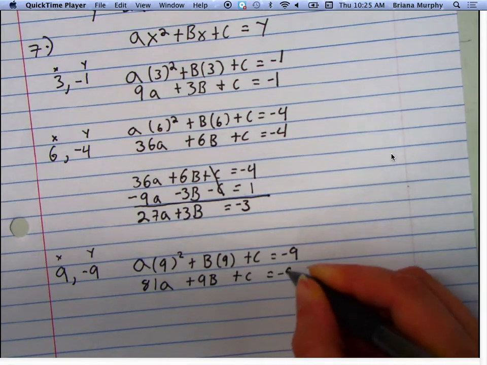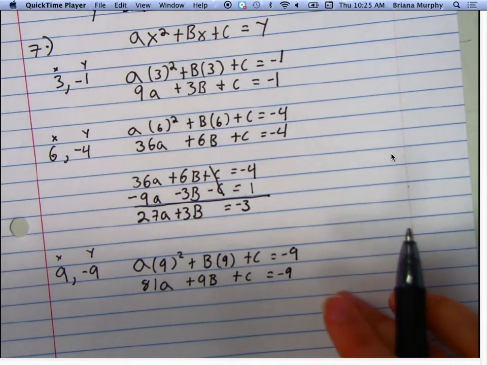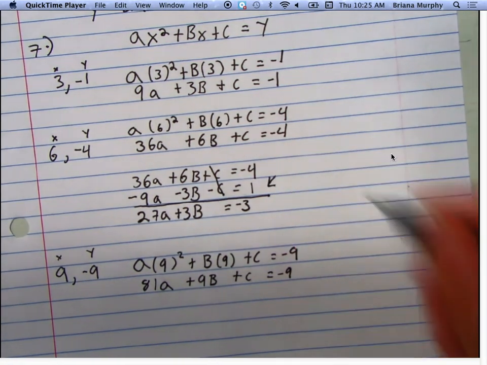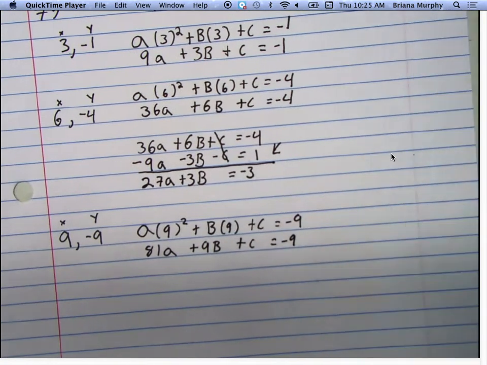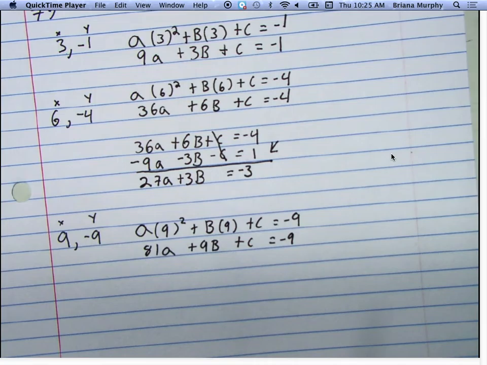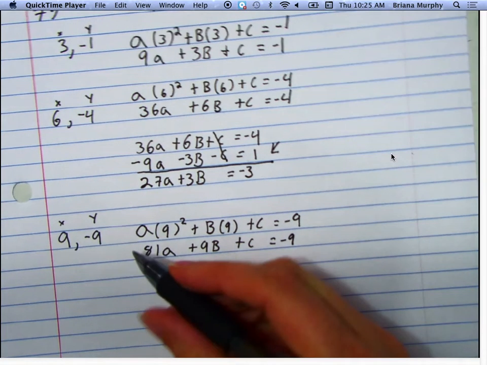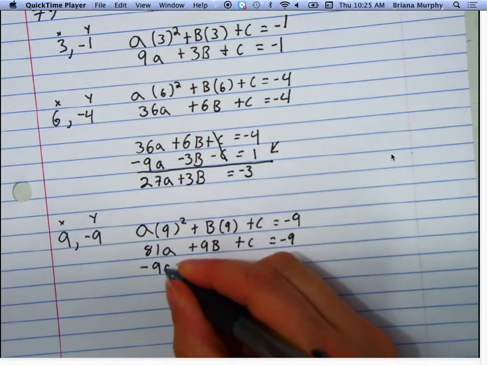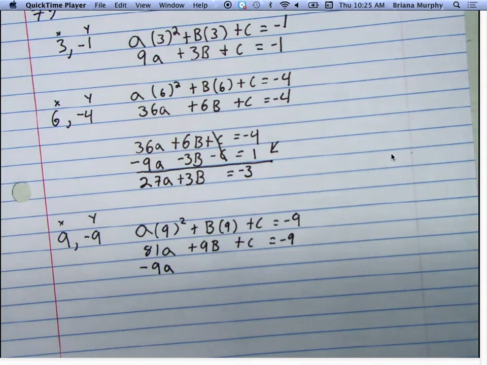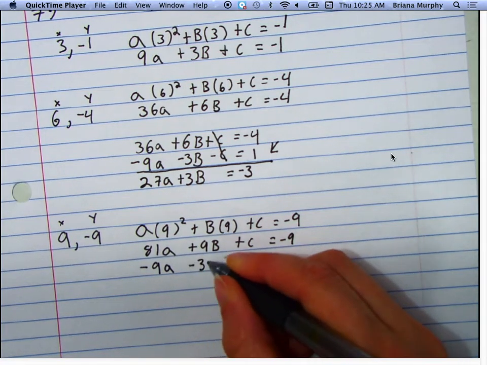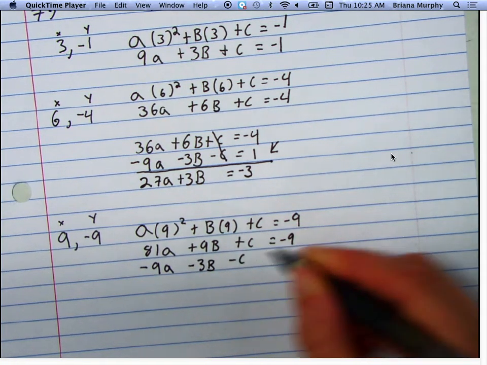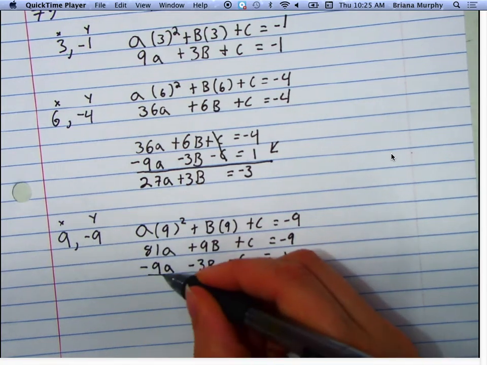which gives me 81a plus 9b plus c equals negative 9. Now, I am going to, again, do exactly what I did right here. I'm going to put that equation underneath this one that I have. Okay? So that I can add straight down again. So I'm going to put negative 9a. Am I going too fast? Okay, let me stop. Do you get that I want to get rid of c again? Okay. So that's what I'm doing. Negative 9a minus 3b minus c equals 1. And I'm going to add these two together.